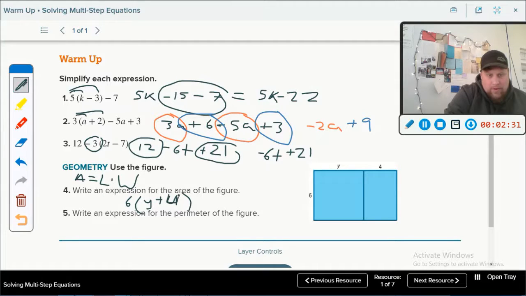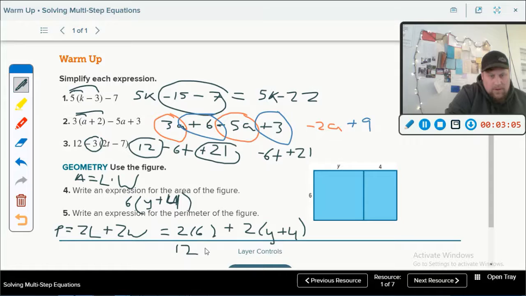All right, write an expression for perimeter. Well, perimeter is 2 times length plus 2 times width. I'm going to call the length 6, so I'm going to say, all right, this equals 2 times 6, right? Plus 2 times y plus 4. We can simplify this to be 12 plus 2y plus 8, which combine like terms, and I get 2y plus 20. Boom.